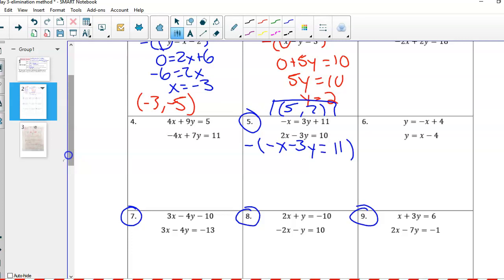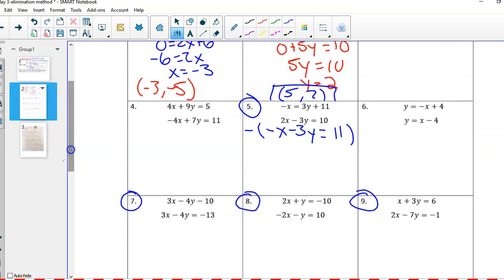Now, notice that I switched the order of these. It's okay that I did that to them. It doesn't really matter how you add or subtract the equations, whether one was on top or on the bottom. It does not matter. So why is that negative? We're subtracting.